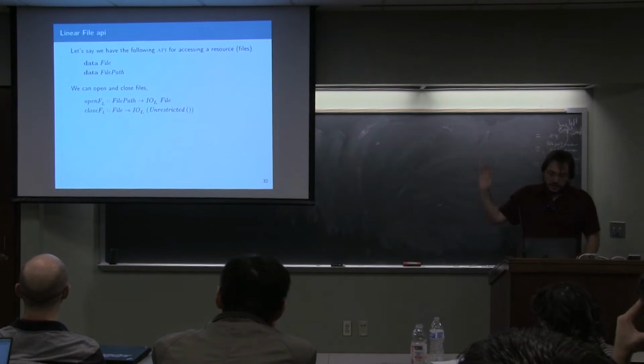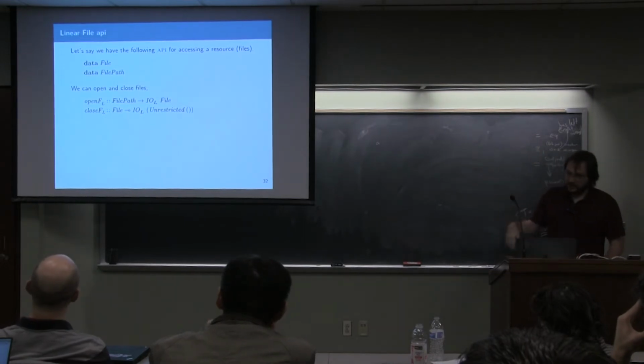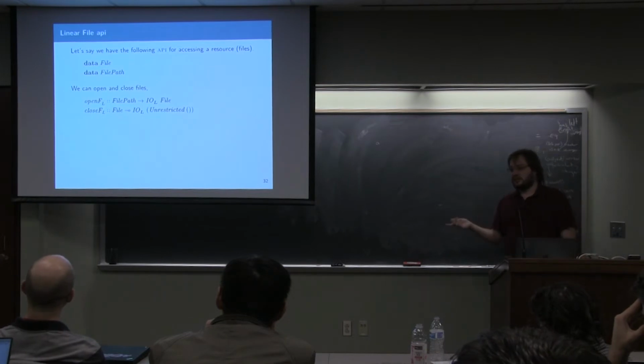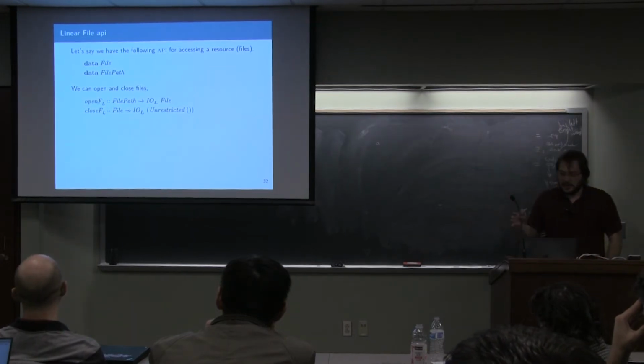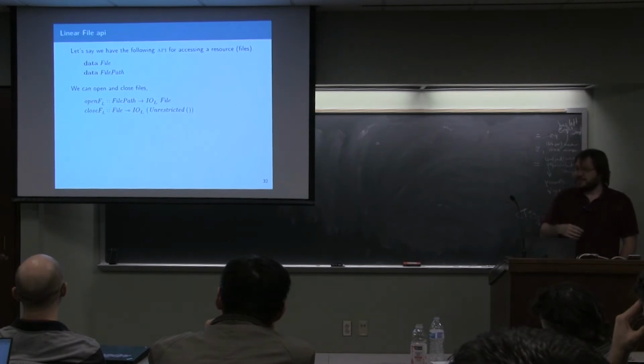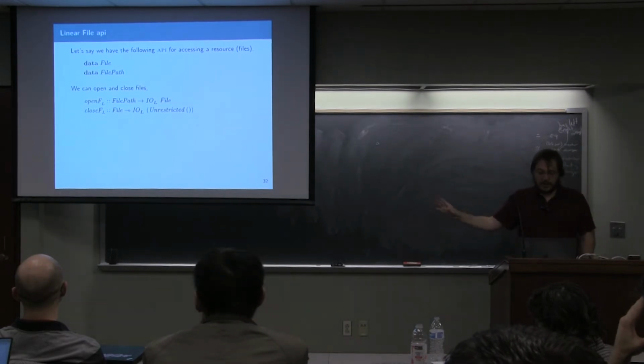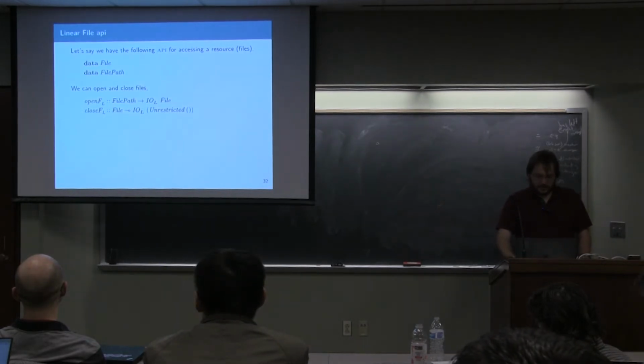And then close linearly takes a file and returns an IO of an unrestricted unit. The reason it's unrestricted is that it's meant to work with the linear-base package they have produced to go along with linear Haskell, but basically it allows us to eventually run linear I/O monad computations inside I/O.